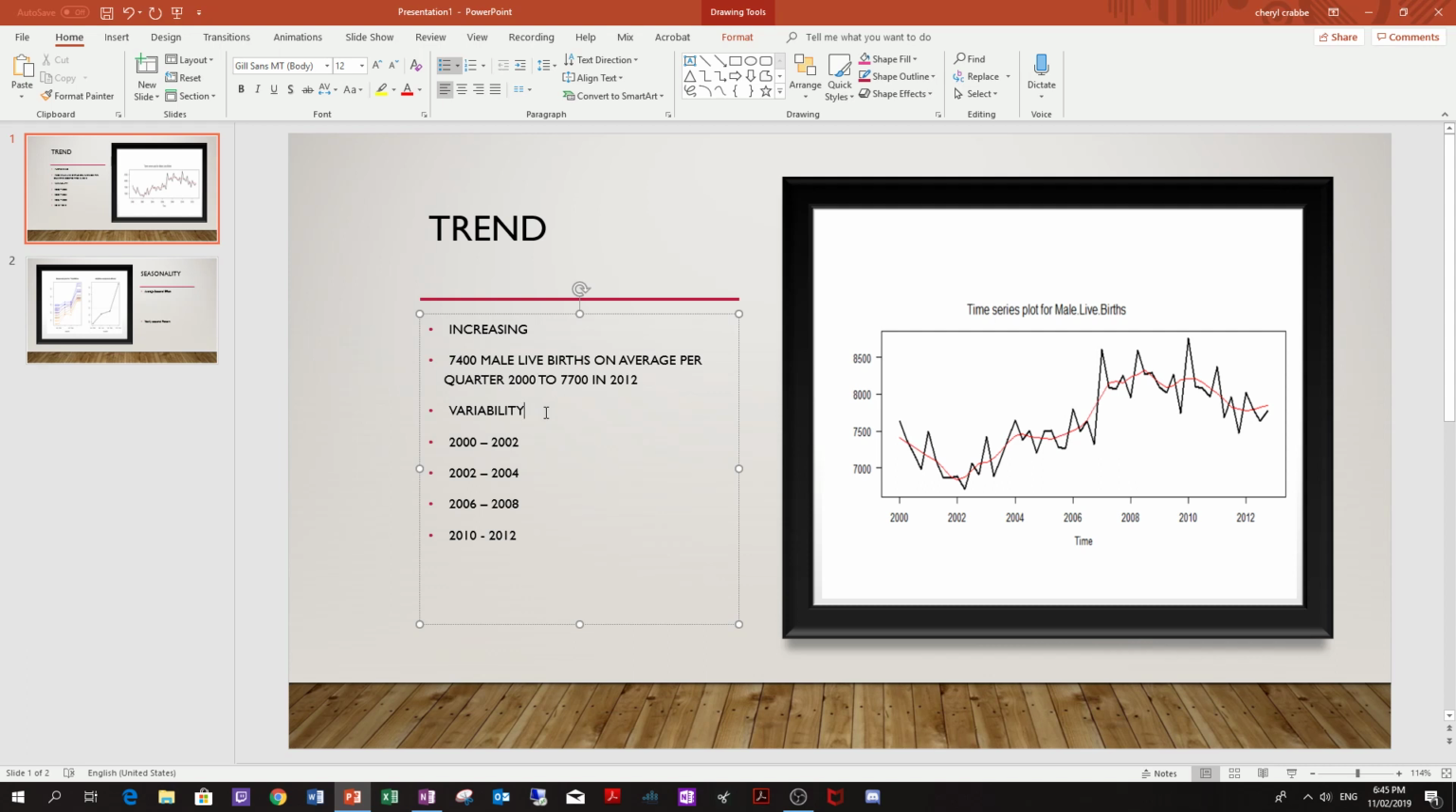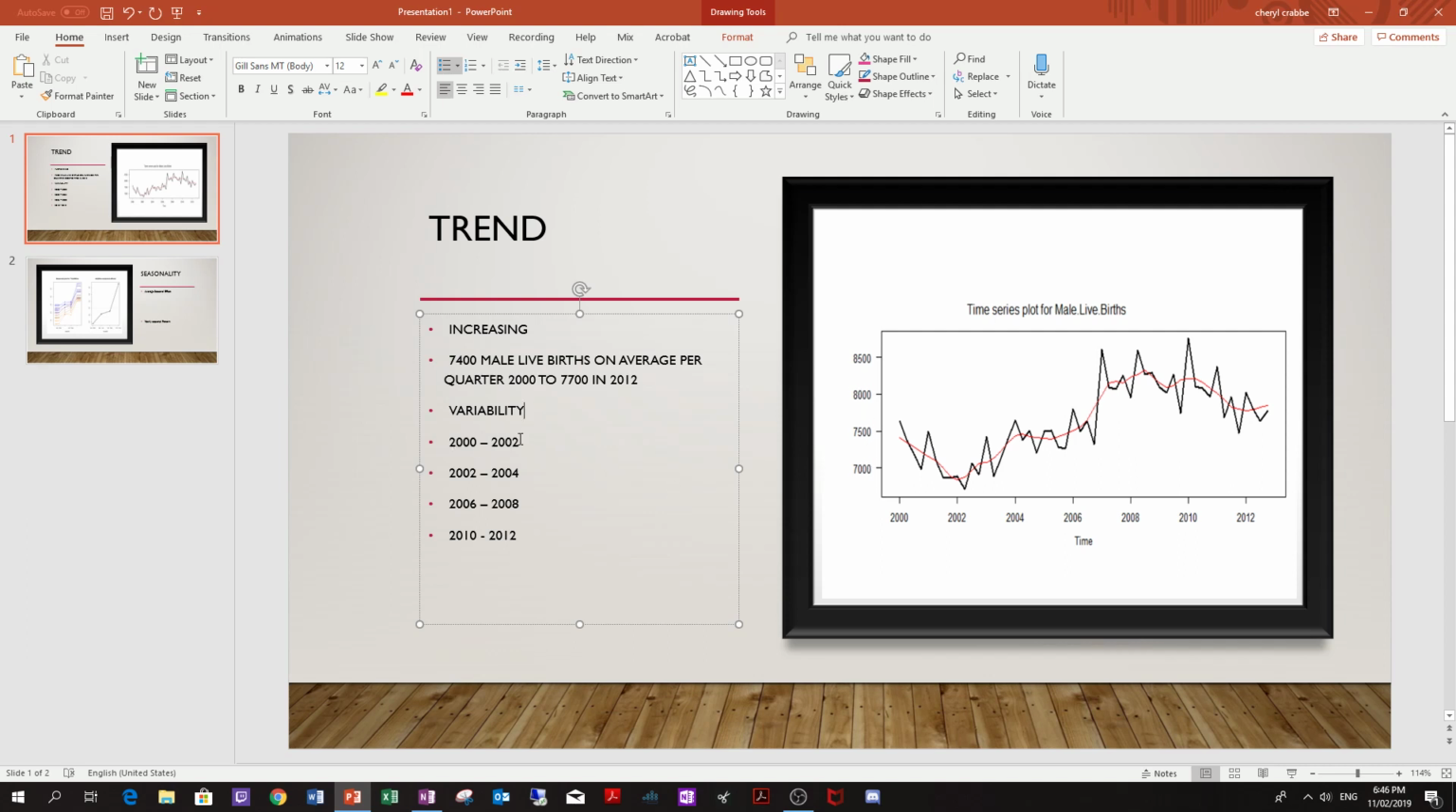And then you're going to want to talk about the variability, because obviously this graph does not have a constant increase. There's a time when it decreases, a time when it increases, a time when it sort of flat lines, and then there's another steep increase, and then it sort of stays the same for a couple of years and does another drop, and then there's a steep decline at the end. So you want to talk about that with values of what the live male births are like.